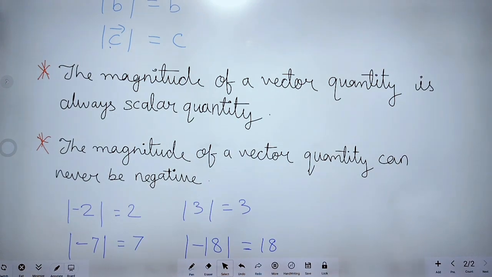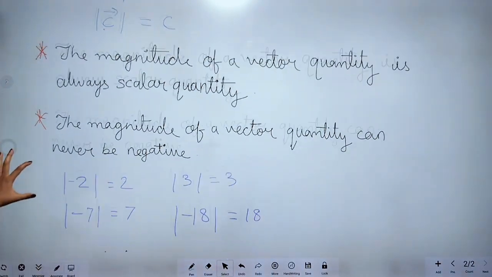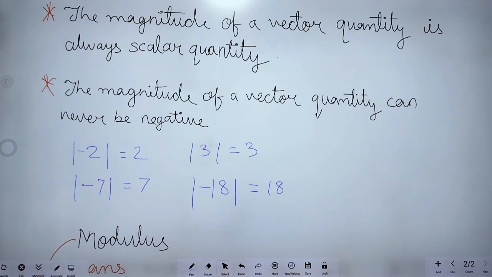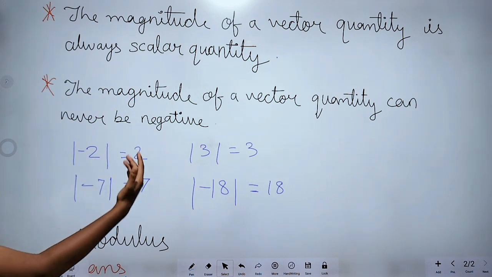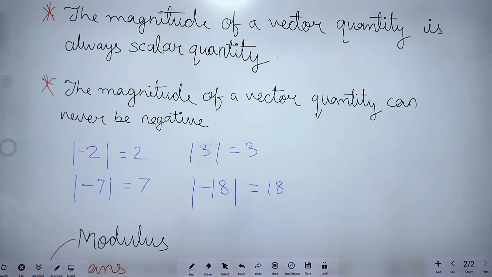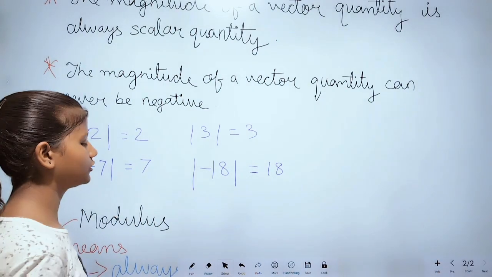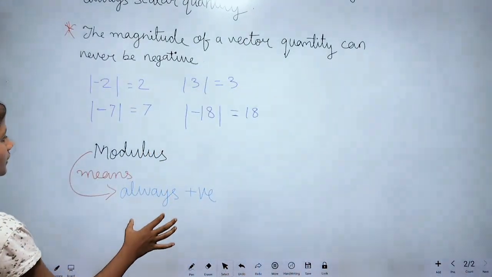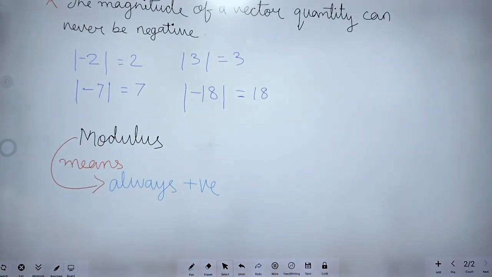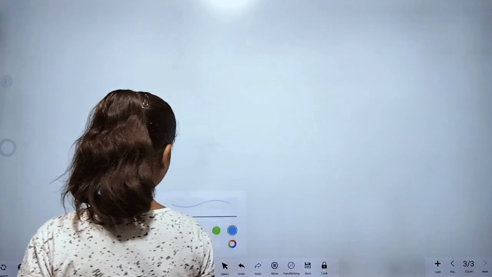And our next point is that the magnitude of a vector quantity can never be negative. It will always be positive. For example, here you can see that -2, if we put mod, then the minus will convert, so |-2| is equal to 2. And here is -7, if we put mod, then it is equal to 7. So modulus means always positive. So let's see a few questions related to this.